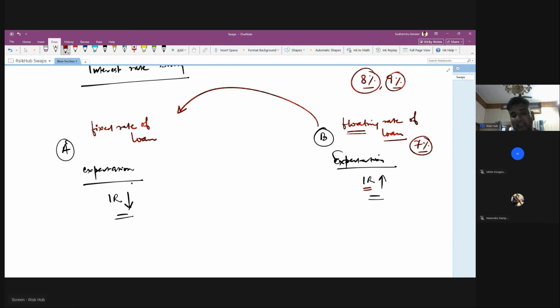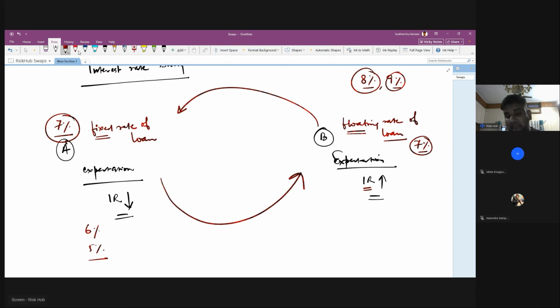Similarly, this guy is saying, I made a mistake, I took a fixed rate loan, and I am expecting the rates to come down. So he is expecting the rate might come down to 6%, 5%. He's saying I'm locked up in 7%, and I want a floating rate. So see, B wants what A has, A wants what B has. Both parties are expecting different things.